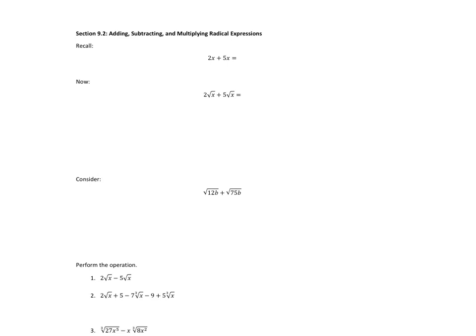Welcome to section 9.2, adding, subtracting, and multiplying radical expressions. Remember when we took 2x plus 5x, we could add these because they're like terms, and we do the operation on the coefficients and get 7x. Now it's going to be really similar, except instead of x, we're going to have the square root of x, and we're going to treat it the same way. It's going to be 7 times the square root of x.